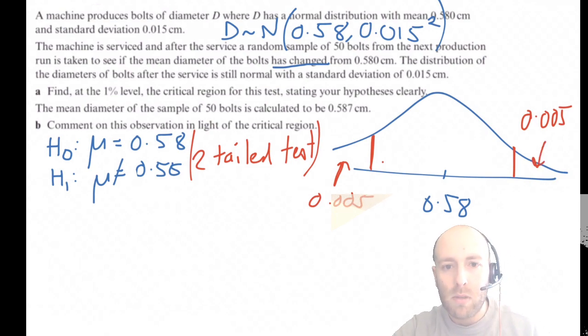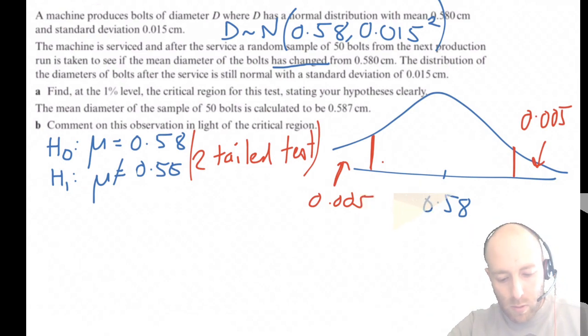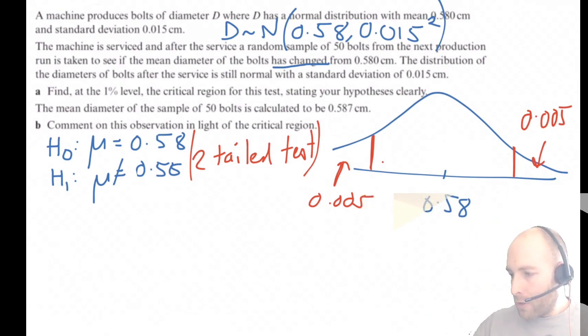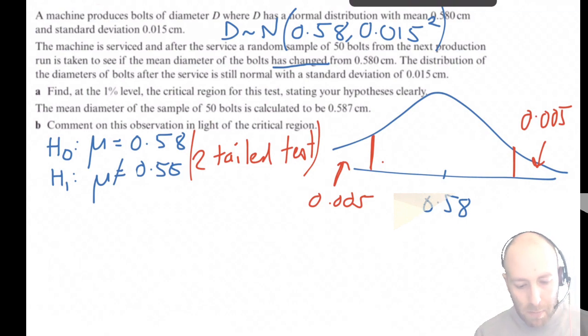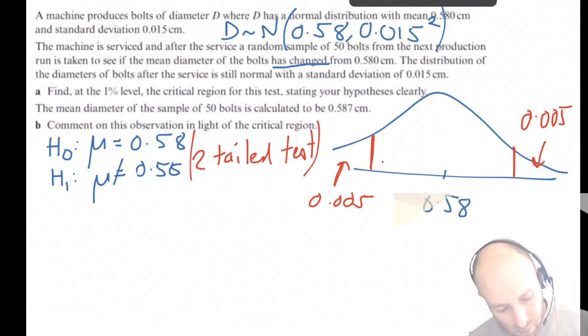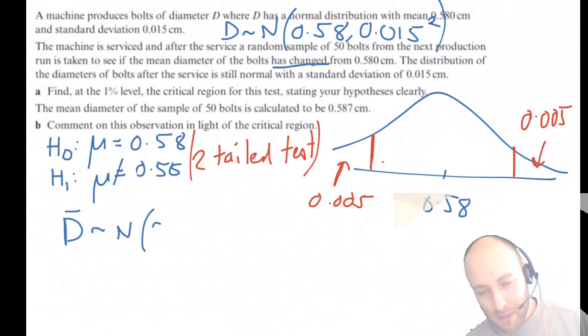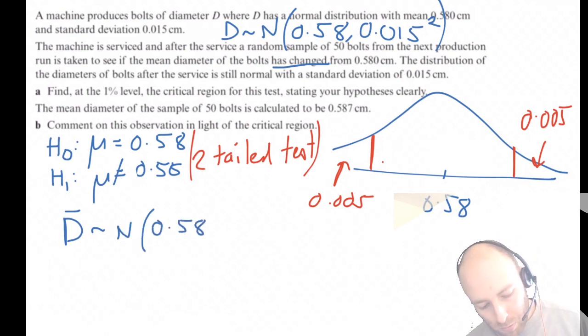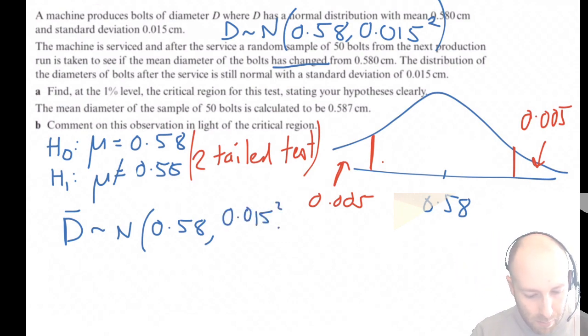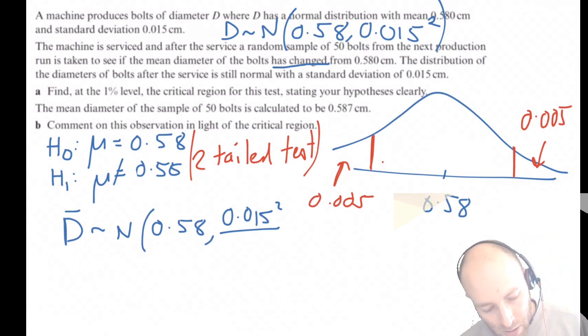Cool. All right, last bit is to write down my distribution, then we can actually do some calculations. So my mean distribution is going to be D, normal, mean should be the same, and our standard deviation is going to be 0.015 over root of our sample size, 50. So I'm going to put 50 in there.